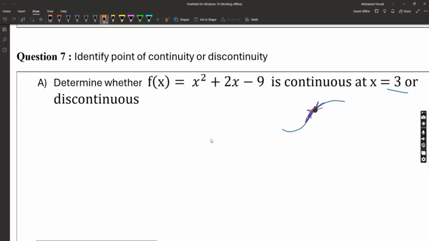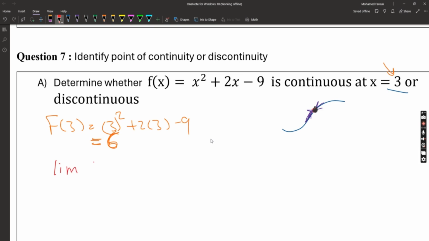Let's start with the value of the function at x equal to 3. So we will say f of 3 is equal to 3 squared plus 2 times 3 minus 9. 9 minus 9 is 0, 2 times 3 is 6. So it's 6. Okay, how to get the right limit and left limit? We can use tables.